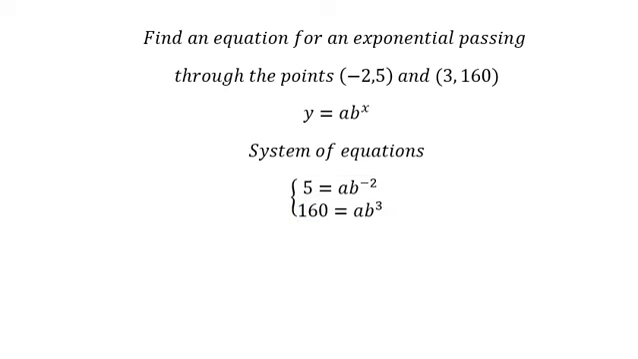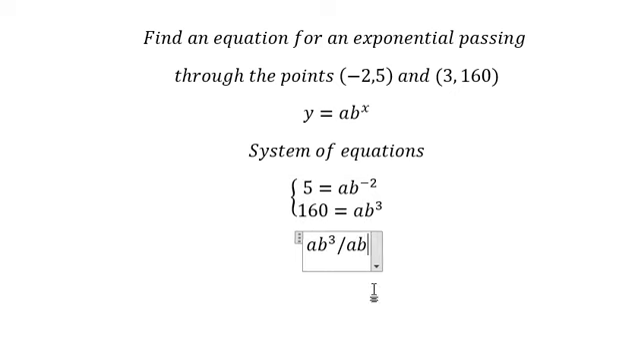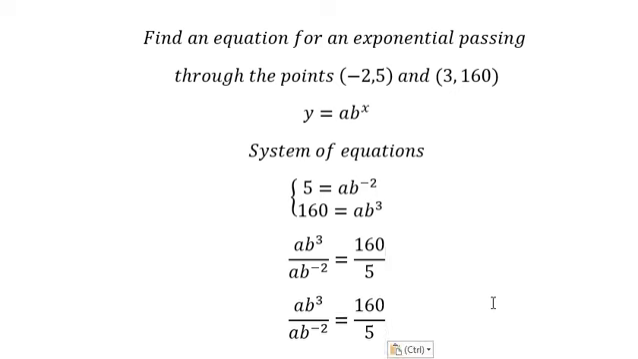So in this situation, I will use this one divided by this one. So we have like this. Now we simplify this one. So b to the power of negative number 2 goes to the numerator. So we have b squared.